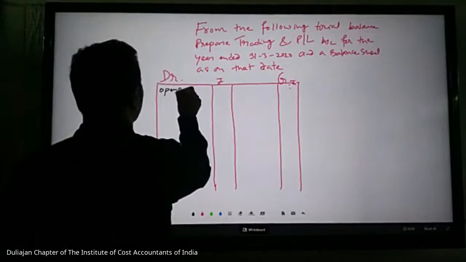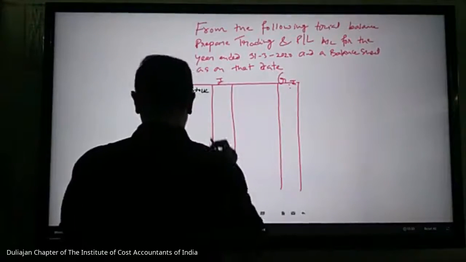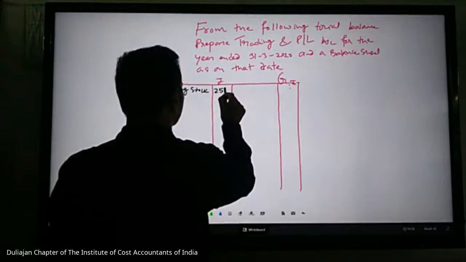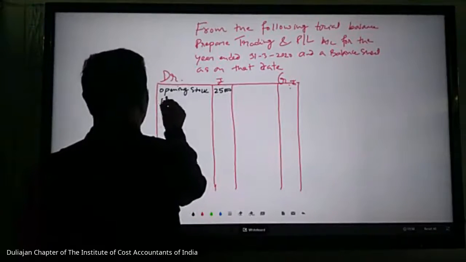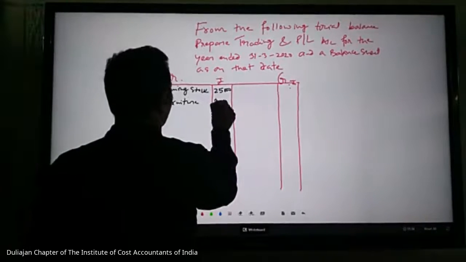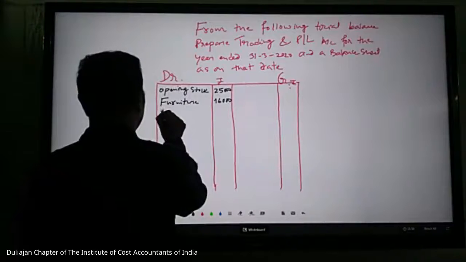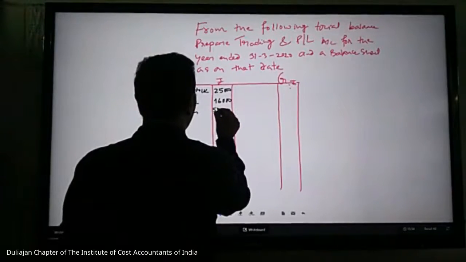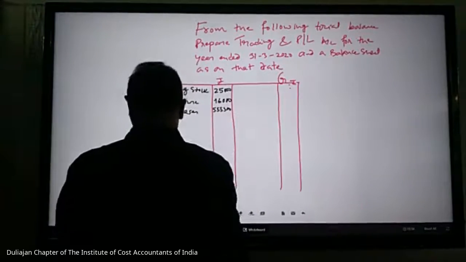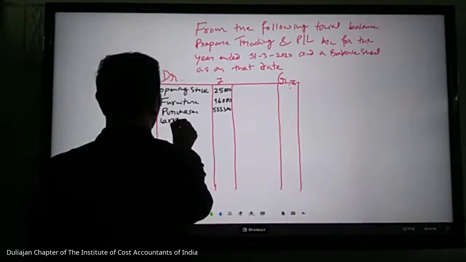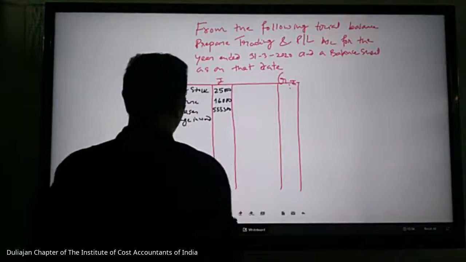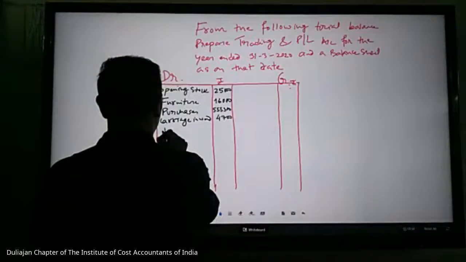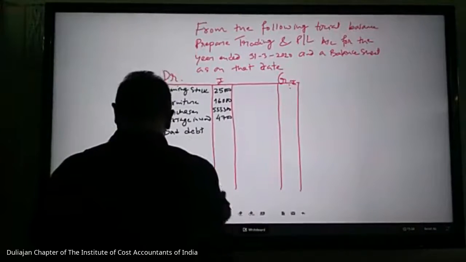Opening stock 25,000. Furniture 16,000. Next, purchases 555,300. Carriage inward 4,700. Bad debt.